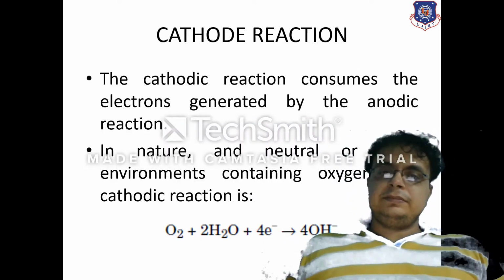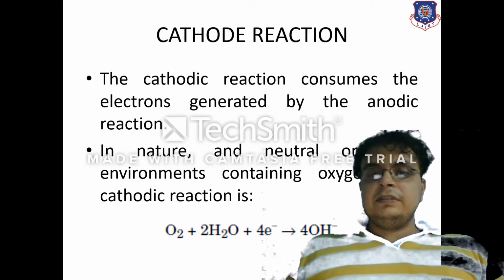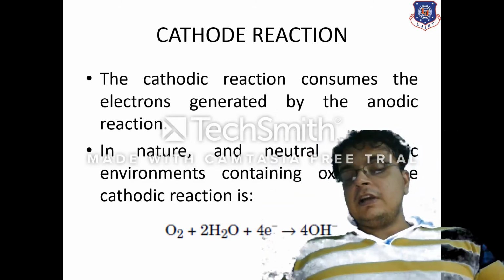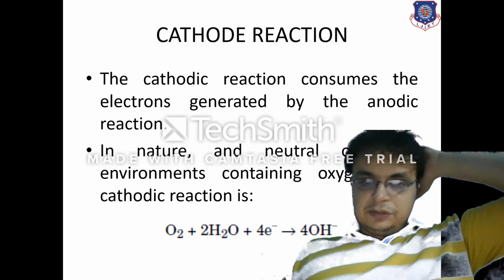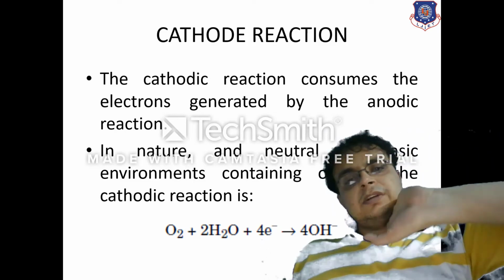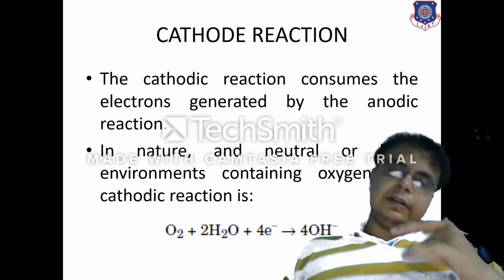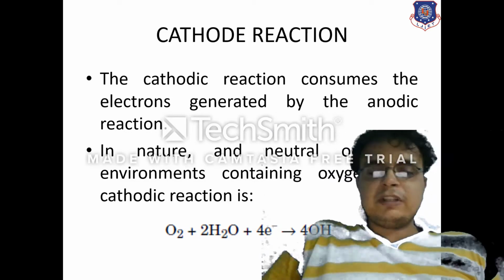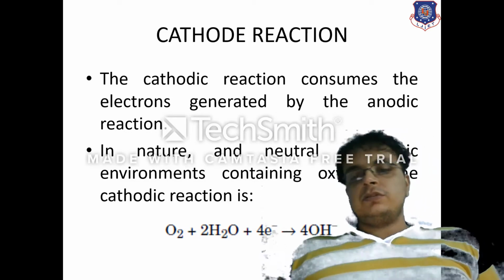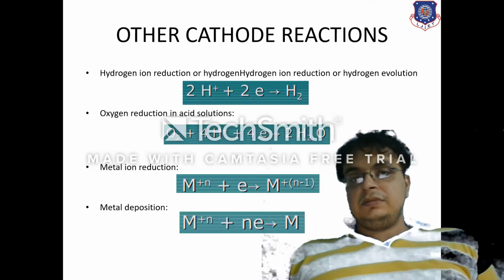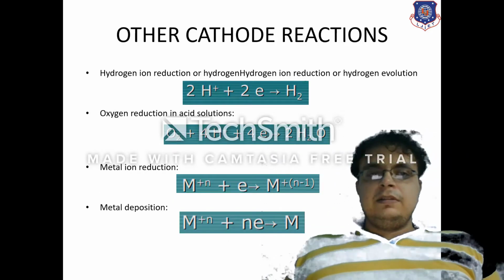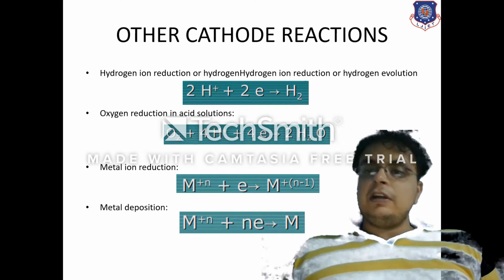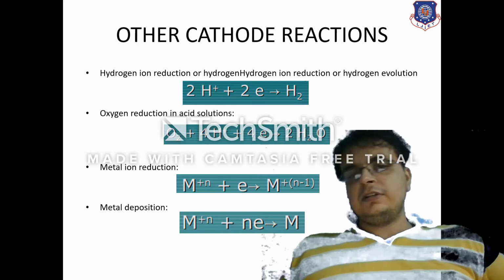Next is the cathodic reaction. The cathodic reaction consumes the electrons that were generated by the anodic reaction. In neutral and basic environments containing oxygen, this cathodic reaction takes place: O2 plus 2H2O plus 4 electrons gives 4OH-. Other cathodic reactions include hydrogen ion reduction by hydrogen evolution, that is 2H+ plus 2 electrons gives H2.